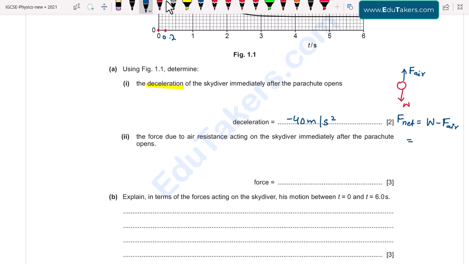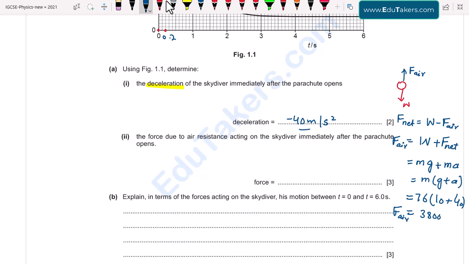So we have to calculate weight and also F net. Here we have to find out the force due to the air resistance. So it will be equal to weight plus F net. Weight is basically equal to the product of mass and acceleration due to gravity, and F net, that is the net force, is equal to ma. Mass is given in the question and its value is 76. So I write here 76, the value of g is 10, plus the acceleration we already calculated, which is 40. So the force due to the air resistance comes to be 3800 newtons. This is the value of the force, equal to 3800 newtons.